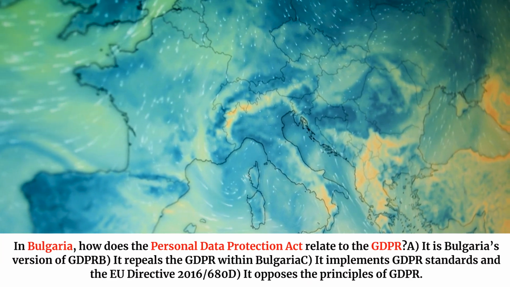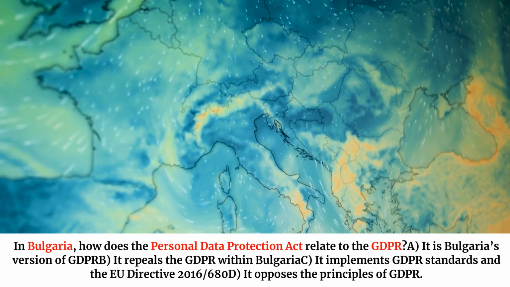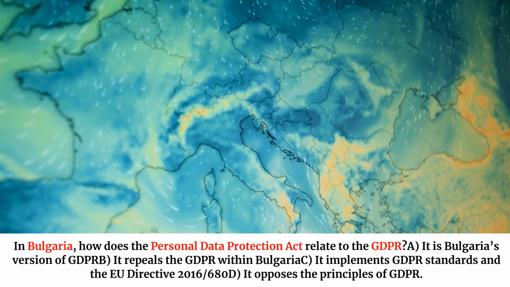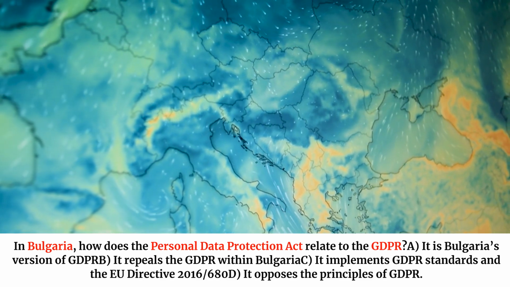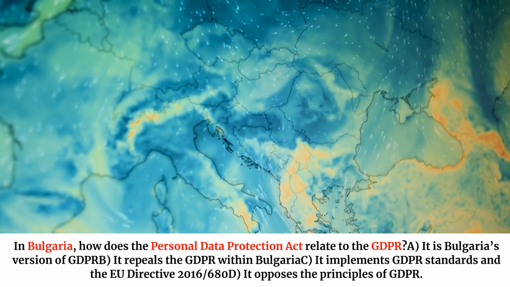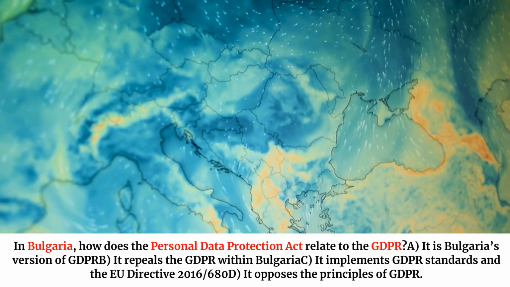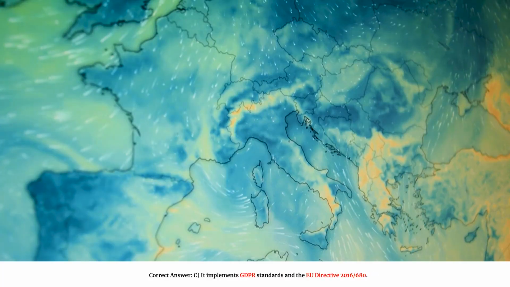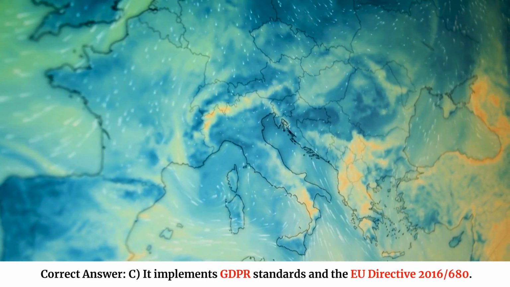In Bulgaria, how does the Personal Data Protection Act relate to the GDPR? A. It is Bulgaria's version of GDPR. B. It repeals the GDPR within Bulgaria. C. It implements GDPR standards and the EU Directive 2016/680. D. It opposes the principles of GDPR. Correct answer. C. It implements GDPR standards and the EU Directive 2016/680.